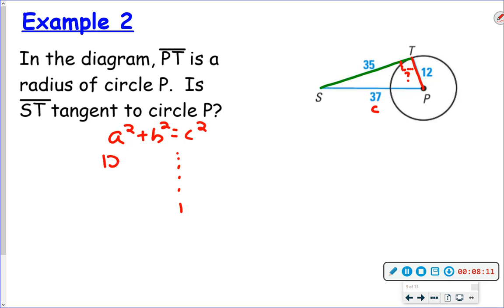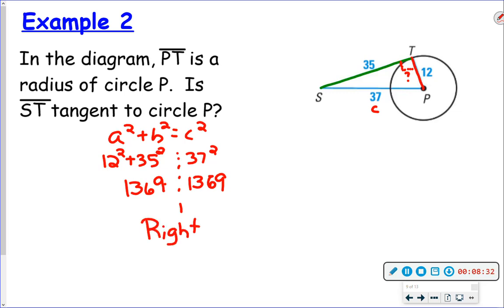I want to know, does 12 squared plus the other side squared, in fact, actually equal 37 squared? So now we're to the calculator. The left side, of course, we can just punch in. I got 1,369. 37 squared, I got the same exact thing, which does make it right.